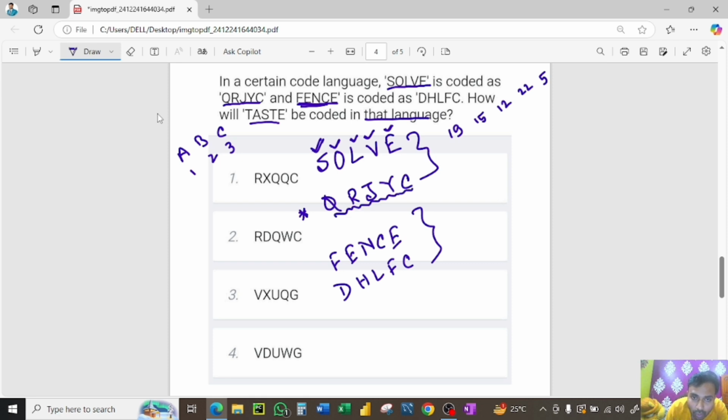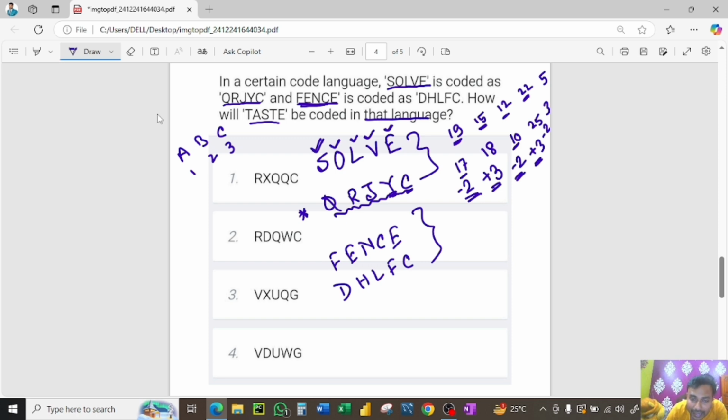So QRJYC: the numbering of Q is 17, R is 18, J is 10, Y is 25, and C is 3. If we find the logic, we see that 19 minus 2 equals 17, then 15 plus 3 gives 18, then 12 minus 2 equals 10, again plus 3, again minus 2. So the logic is minus 2, plus 3, minus 2, plus 3.